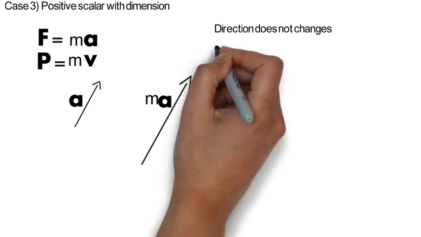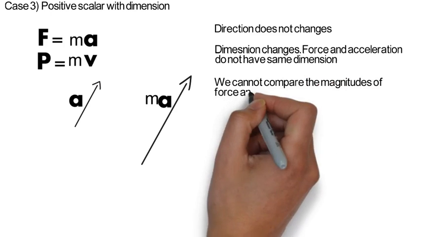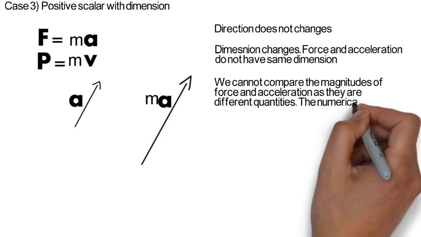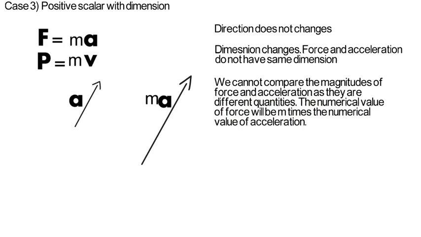Thus, the direction does not change, but the dimension changes. The dimension of acceleration will not be same as dimension of mass into acceleration. The dimension of mass into acceleration is same as dimension of force. So when we multiply a vector quantity by a quantity which has its own dimension, the resulting quantity after multiplication will be altogether a new quantity. For example, after multiplying mass with acceleration, we get a quantity which is force. We cannot compare the magnitude of force and acceleration as they are different quantities. The numerical value of force will be m times the numerical value of acceleration. It simply means we cannot compare in terms of magnitude which of the two quantities is bigger, simply because they are altogether different physical quantities which cannot be compared with each other.